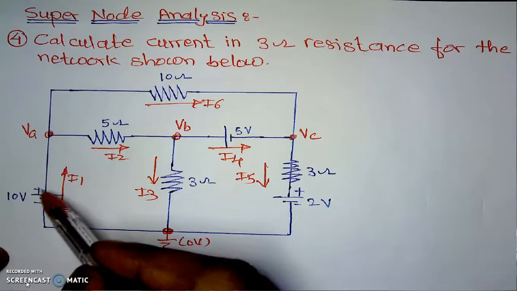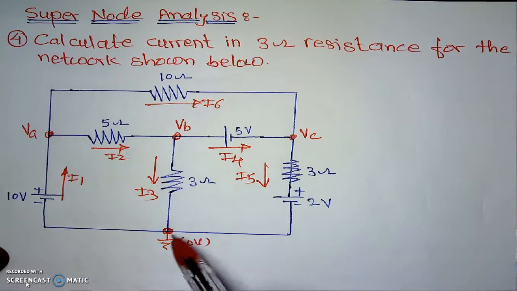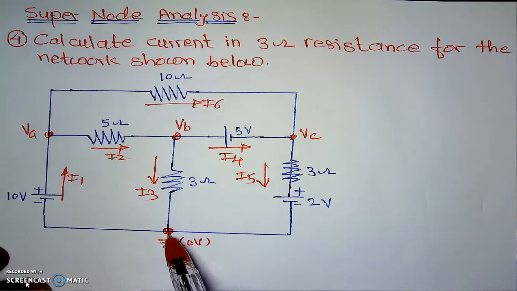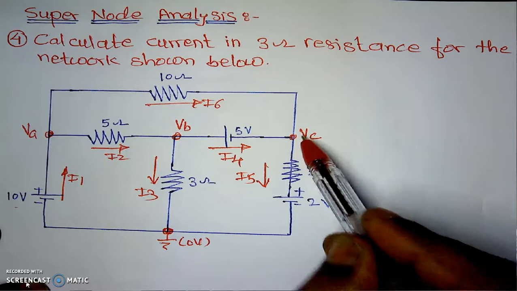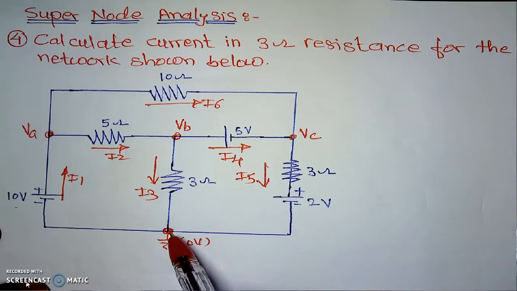Now we can shift this potential to the VA, provided this other terminal is at ground. But here we cannot do that for the two potentials, that is 10 volt and 5 volt. Means we cannot have a VC at ground potential or this particular node as a ground potential. In that particular case, we have to use the supernode analysis.